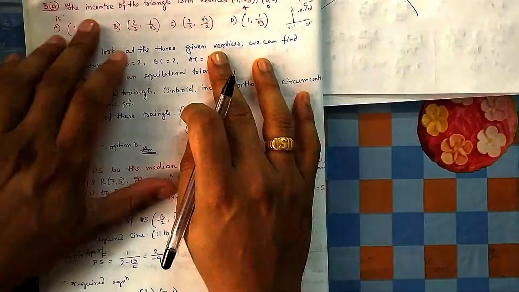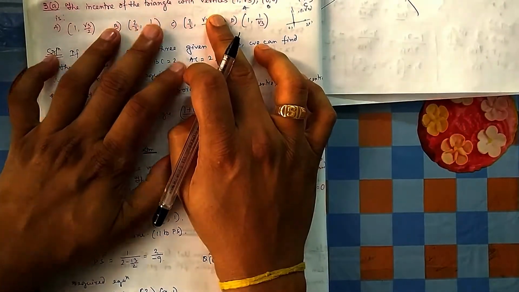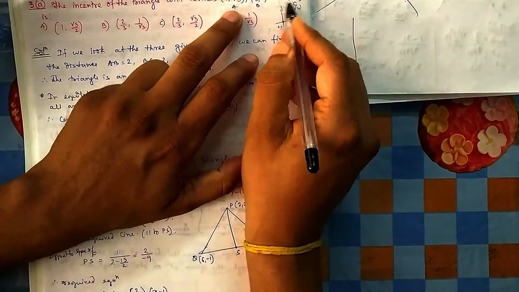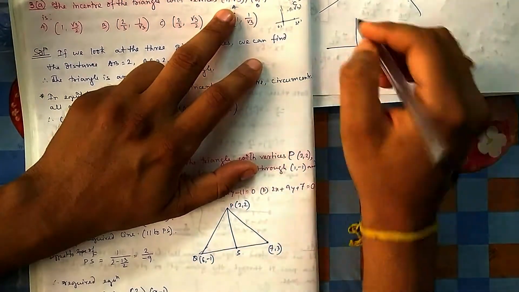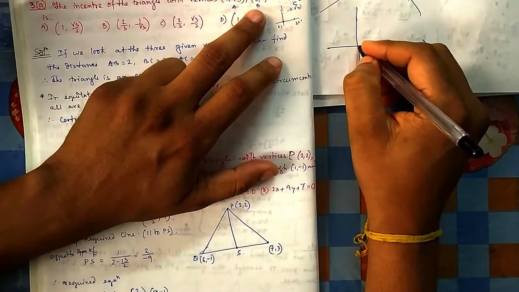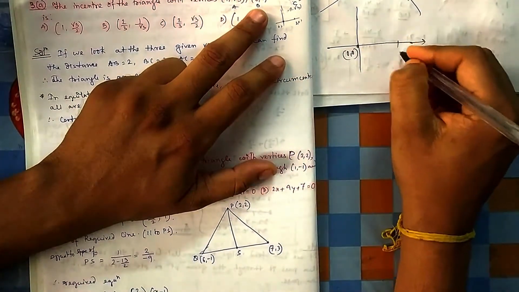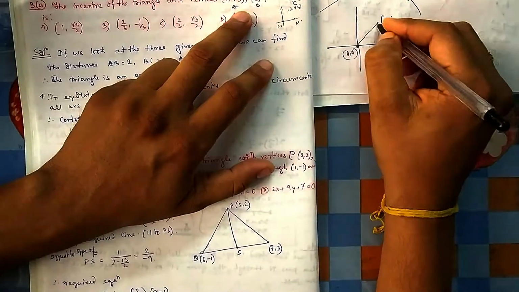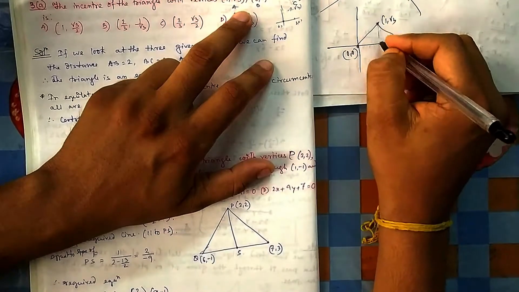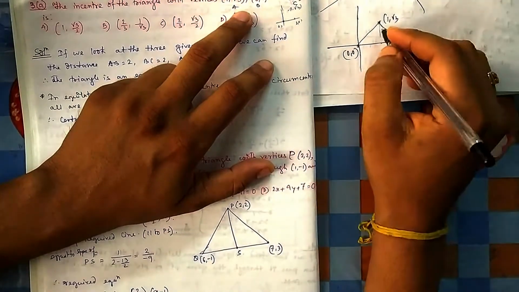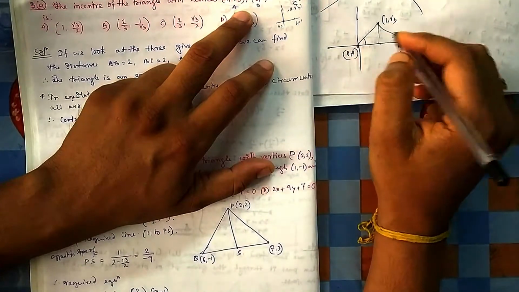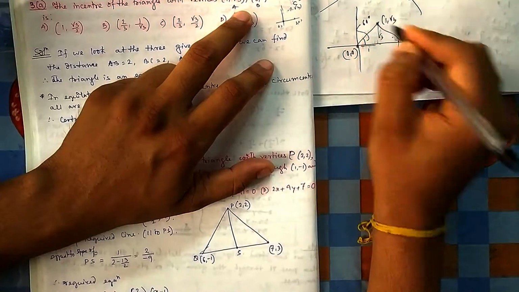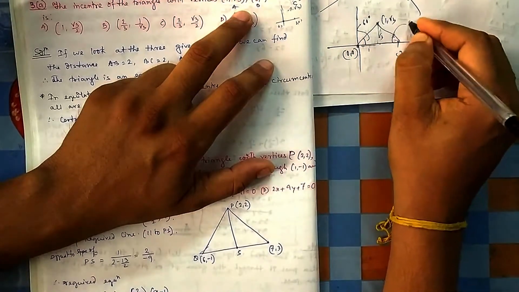Now if you come to question number 3, the incenter of the triangle whose vertices are these. Once you have vertices like (0, 0), (2, 0) and (1, root 3), always try to draw it because this will give you a good idea. If you draw this triangle, because it is (1, root 3), this becomes very good for us to calculate. This is 1, this is root 3, so this angle is 60 degrees.